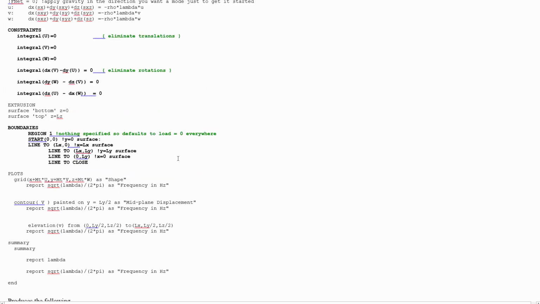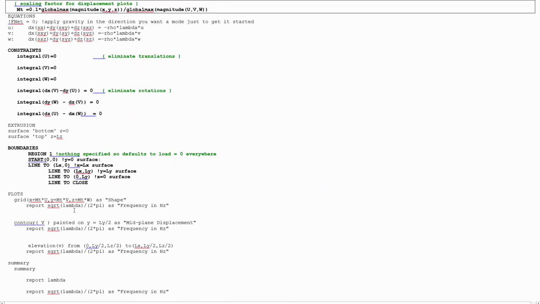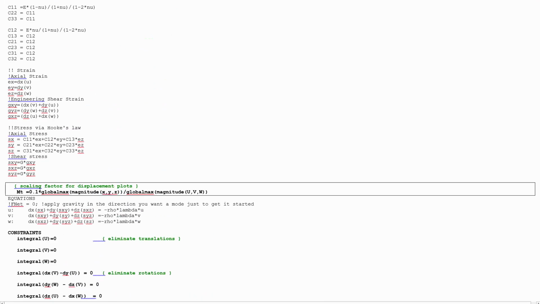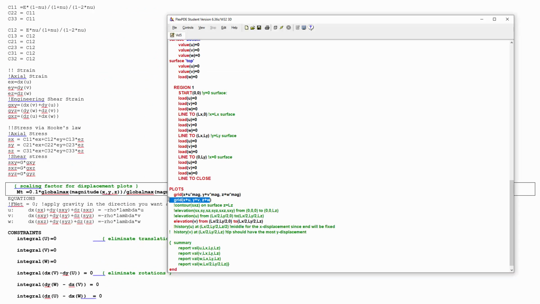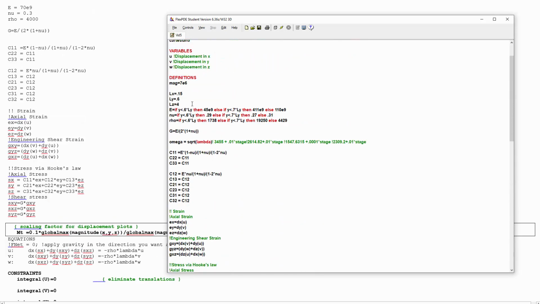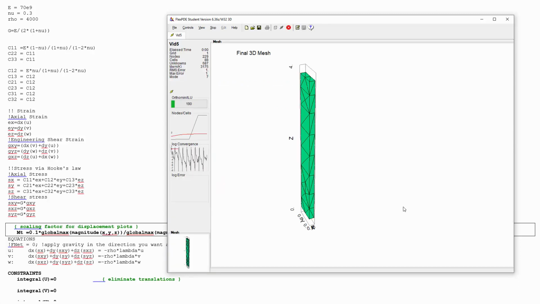So by plotting not the actual size here, but with these grid plots, x plus mt times u, y plus mt times v, and then using this global max trick, we'll get a much better scaling. So rather than just turning off the scaling like this, we'll just replace magnitude with this dynamic magnitude here. So there we go. Let's give this a shot.